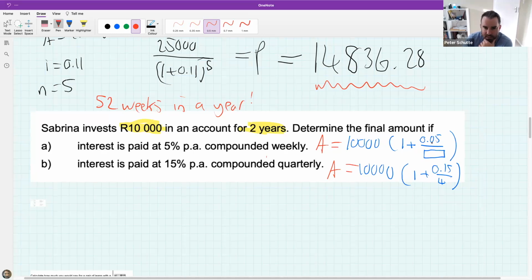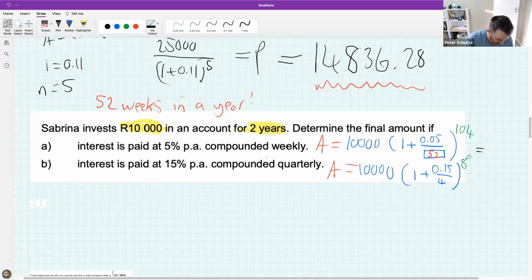Now, if there are 52 weeks in a year, we need to divide this by 52. So that's kind of different. And then on the time, how many years? It was 2 years and it's quarters, so this is going to be 8, or 2 times 4. What's this going to be up here? Well, it's got to be double 52, so that's going to be 104.